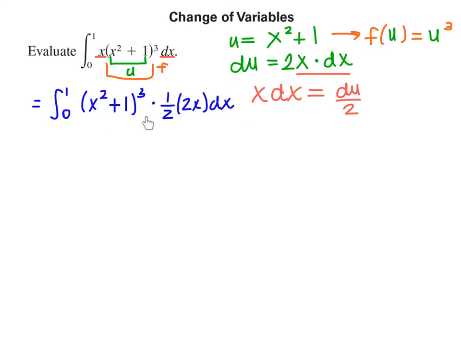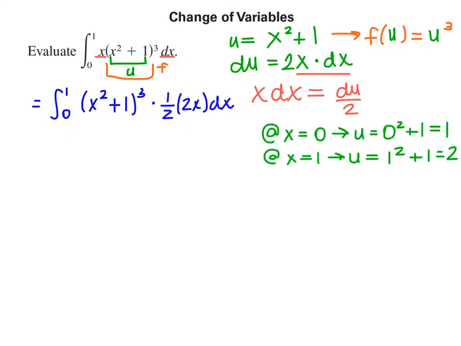Now, before I plug all these things in, I want you to notice that I kept x squared plus 1 cubed the same, but I rewrote x dx as 1/2 times 2x dx, because the derivative of x squared is 2x, but if I multiply it by 1/2, I end up with my x dx. The next thing I'm going to do is find my u value when I plug in 0 for x and 1 for x. When x equals 0, that's 0 squared plus 1, which is 1, and when x is 1, that's 1 squared plus 1, which is 2. So 1 is going to replace this value, and 2 is going to replace that value in terms of u.